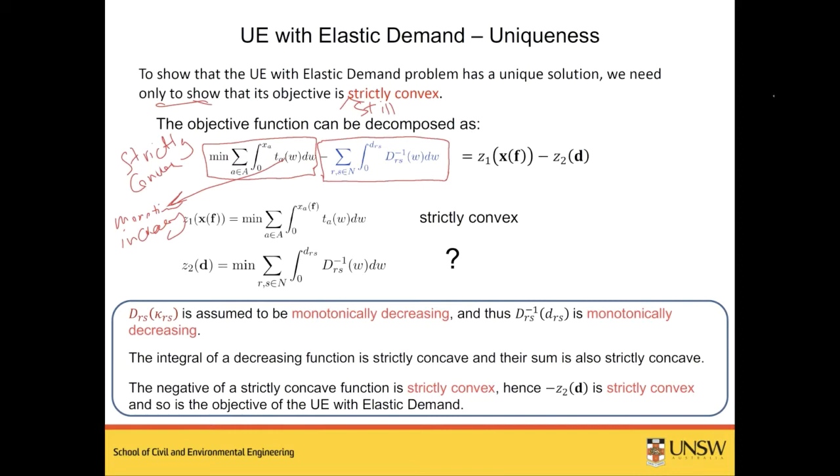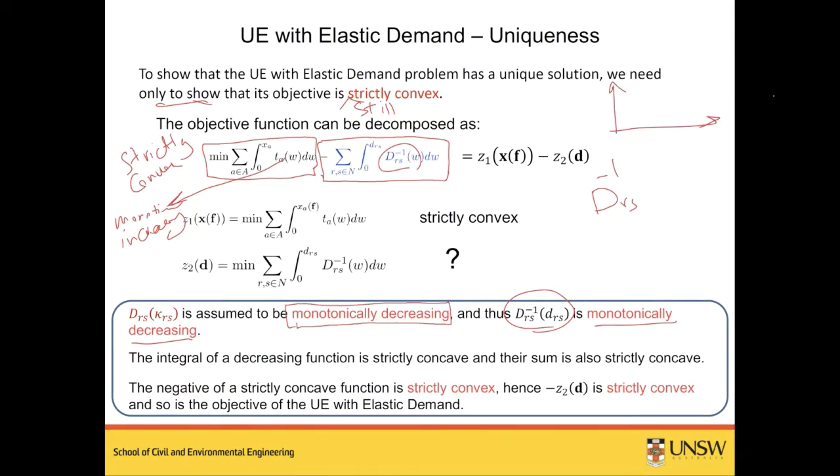So to make sure this term is also strictly convex, we need to assume that d^-1_rs, this function inside this term, is monotonically decreasing. If d is monotonically decreasing, as a result, d^-1 is also monotonically decreasing, okay? Oh, I think I mistakenly said before that d^-1 is monotonically increasing, right?